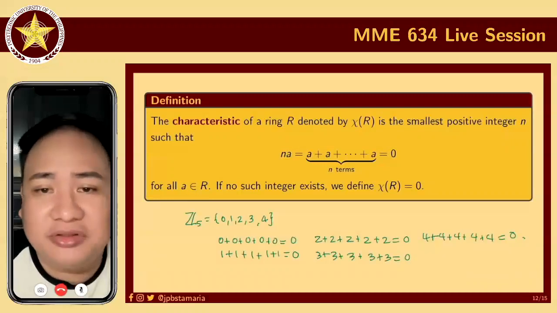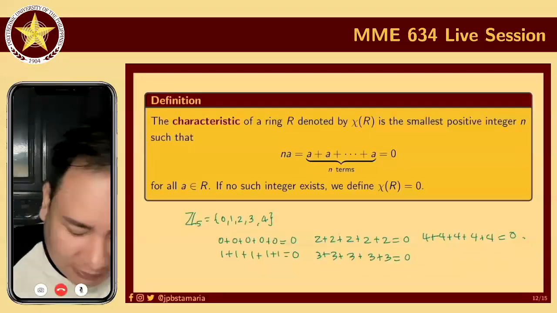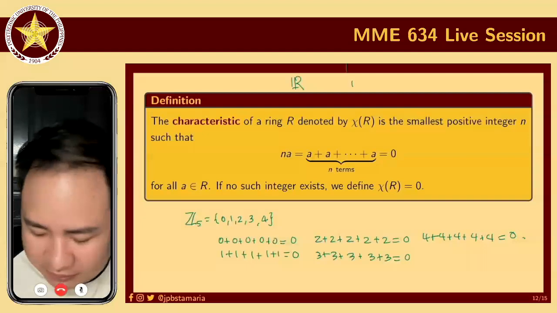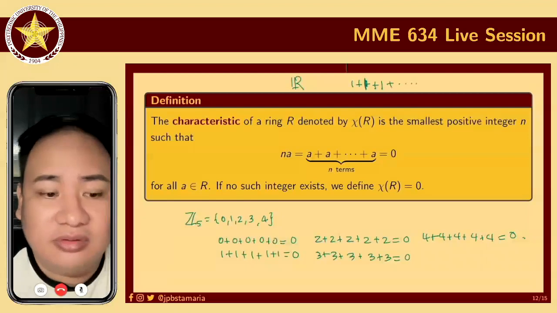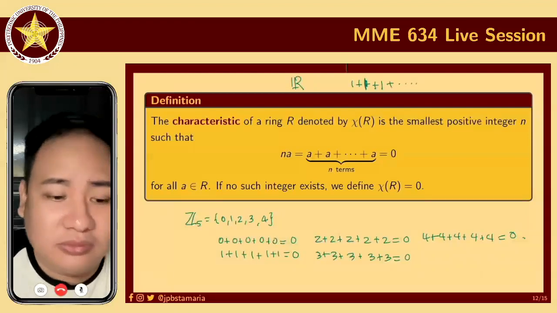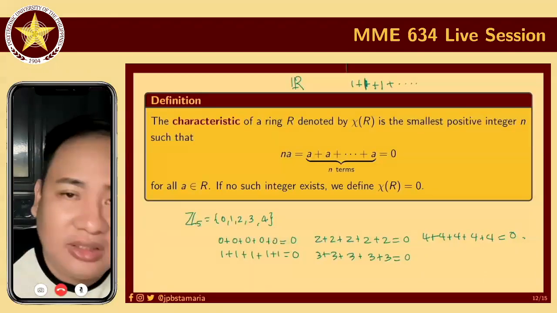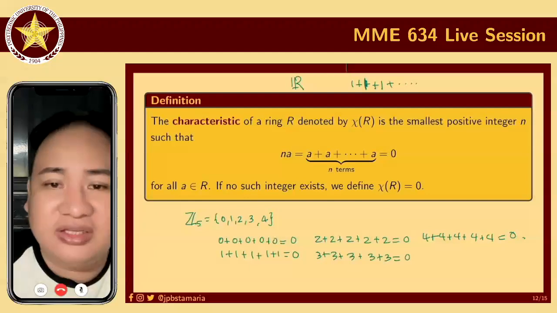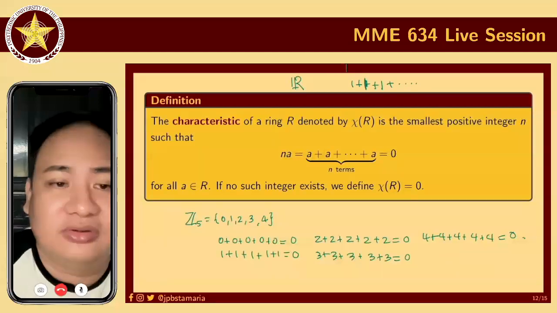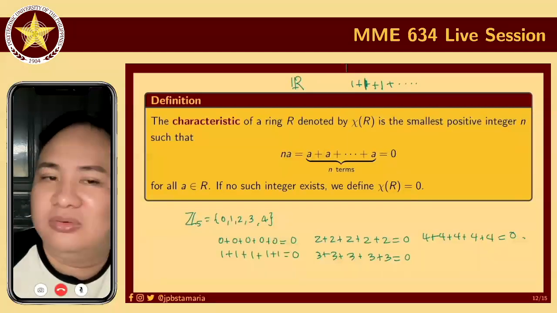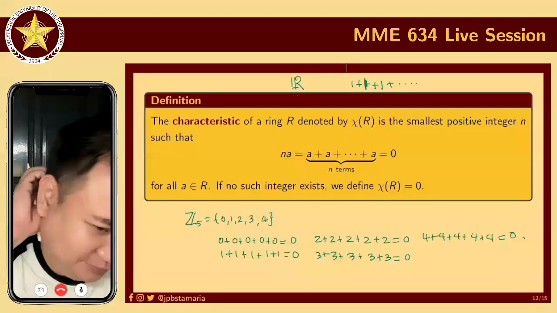Now, sometimes in a particular ring, this may not happen. Halimbawa, in the ring R of real numbers, ang 1 ba, pag inadd ko ng inadd sa sarili niya, eventually magiging 0 ba yan? Diba never? Kasi ang 1, 1 plus 1, 2, 1 plus 1 plus 1, 3, 1 plus 1 plus 1 plus 1, 4. Magiging 0 ba yan eventually? Never. If no such integer exists, we just define the characteristic to be 0. So pag sinabi natin the characteristic is 0, there's no way these elements could add up to become 0. Naintindihan nyo?